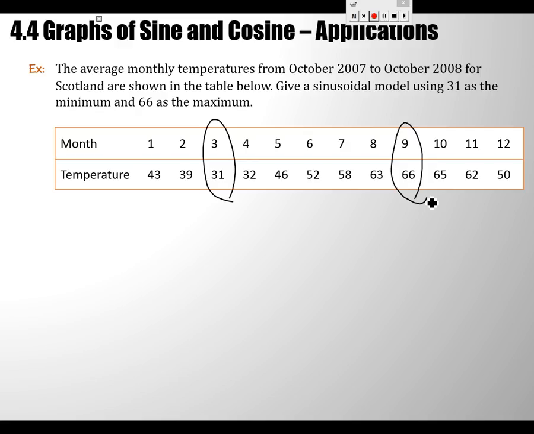I'd be interested. We'll all do it by hand with these 2 points, but if 1 or 2 of you want to run the sine regression on all the points and see how we compare, that'd be interesting to know. If you run it on these 2 points, it should agree perfectly with our model. Amplitude. 66 minus 31.